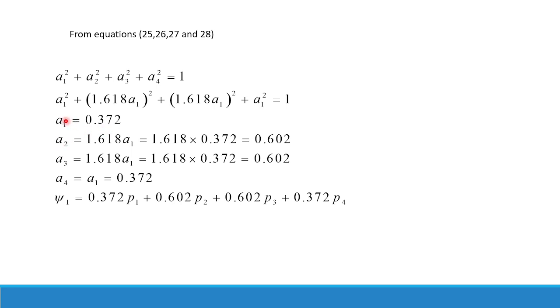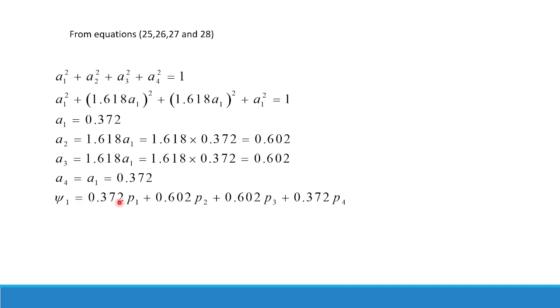With the help of the value of A1, we may calculate the value of A2, which is equal to 0.602. A3 is also 1.618 A1, so substituting the value of A1 here, we get the value of A3, and we know that A4 is equal to A1, so that would be equal to 0.372. So substituting the values of A1, A2, A3 and A4 in the main equation, psi 1 is equal to A1P1 plus A2P2 plus A3P3 plus A4P4.